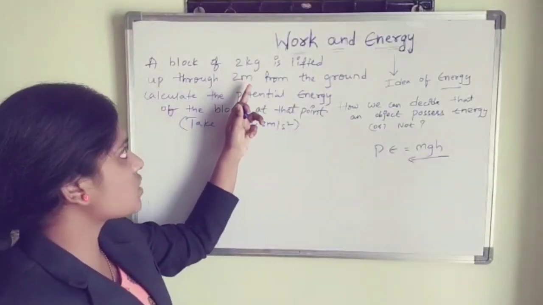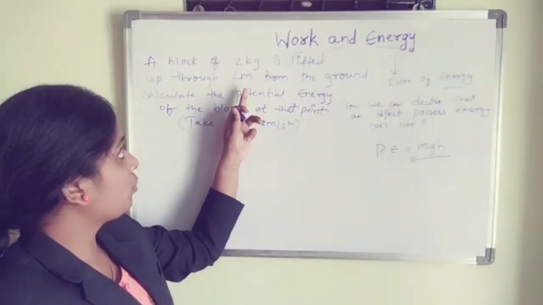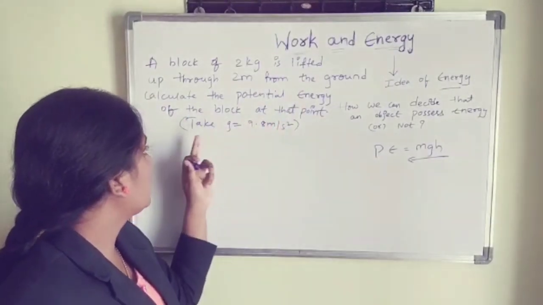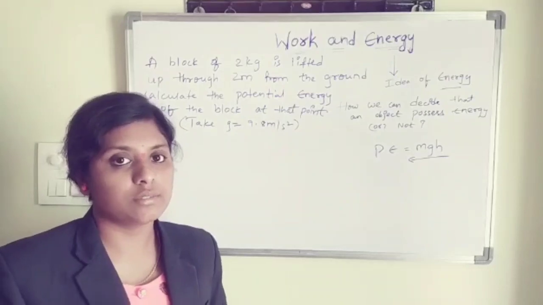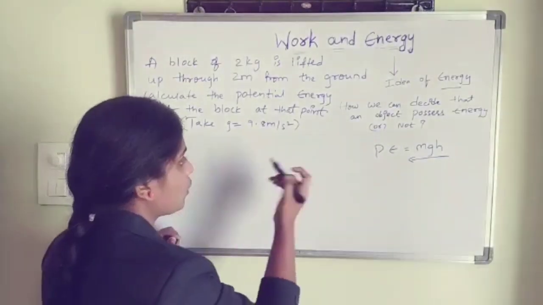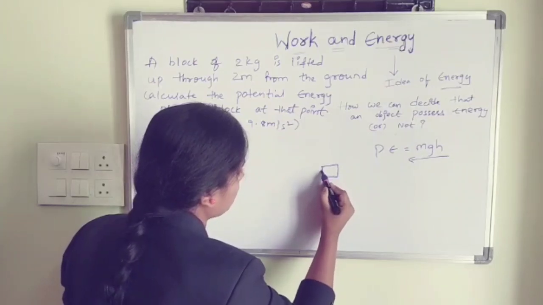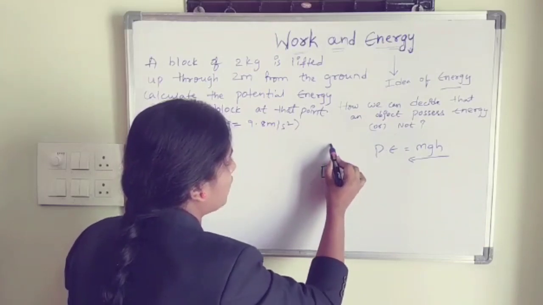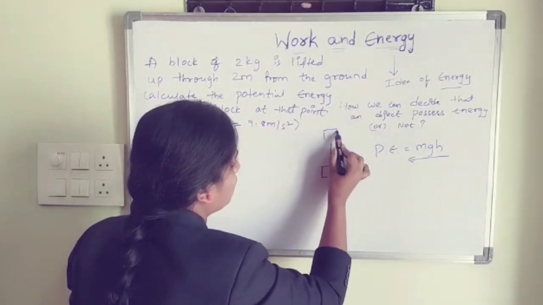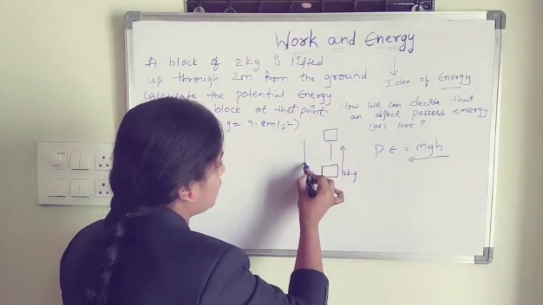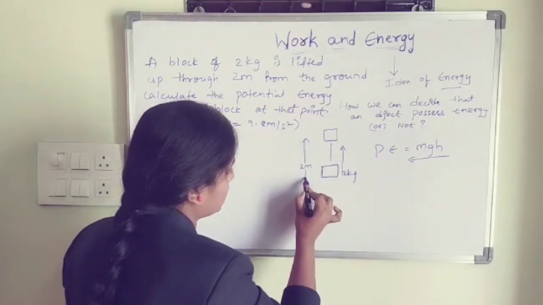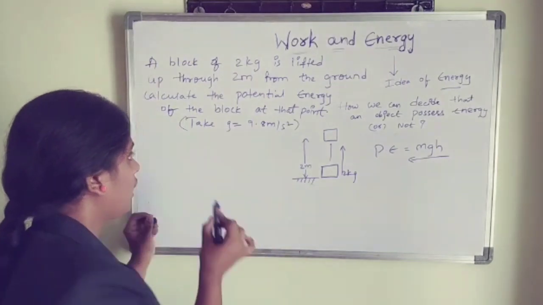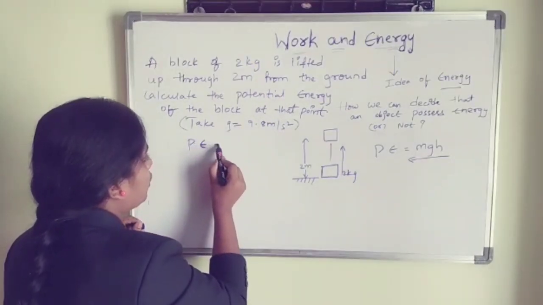A block of 2 kg is lifted up through 2 meters from the ground. Calculate the potential energy of the block at that point. Take gravitation 9.8 meters per second square. So, a block with mass 2 kg is lifted up to a certain height, 2 meters, given in the question. Now we have to solve for potential energy.